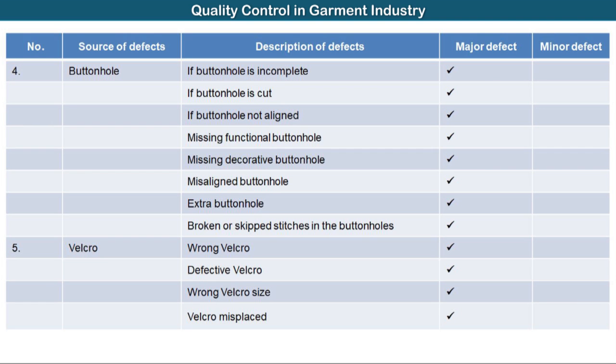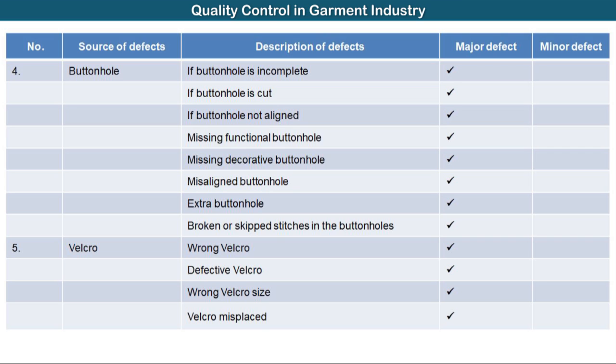Next is buttonhole. If the buttonhole is not completed properly, is incomplete, that's called a major defect. If the buttonhole is cut, that also is a major defect. If the buttonhole is not aligned, that also comes under the major defect. Missing functional buttonhole or missing decorative buttonhole: in the case of zone B, it's a minor, but a missing decorative buttonhole in the case of zone A is called major.